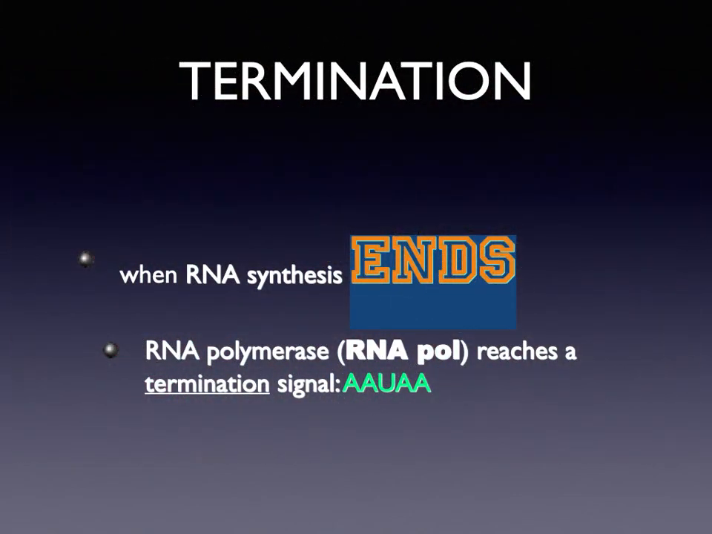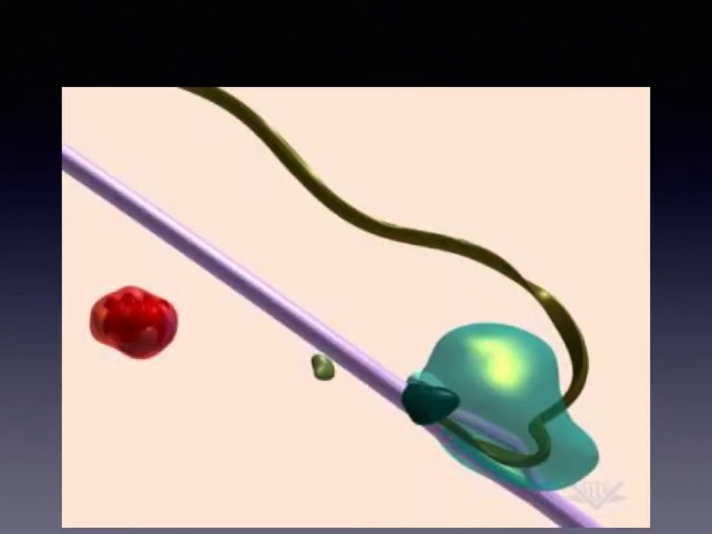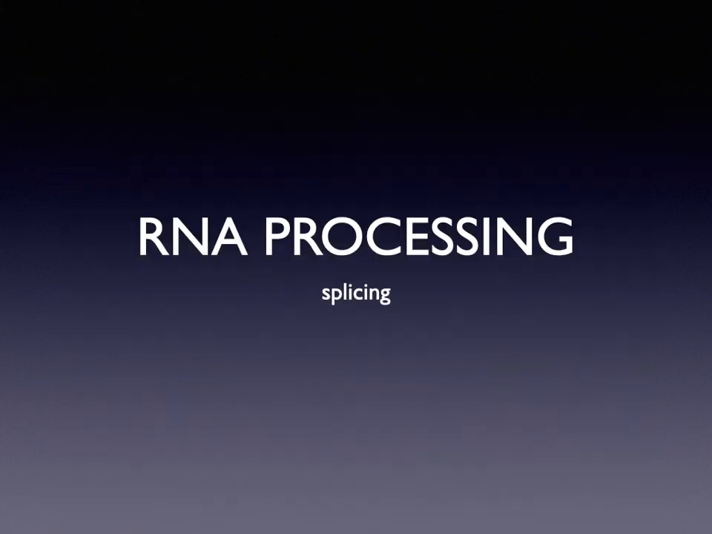Termination is when RNA synthesis ends, and it's going to reach that termination signal, which is AAUAA. And then you had a video to watch. And then we're not quite done with the RNA yet because it needs to be processed. And this is called splicing.